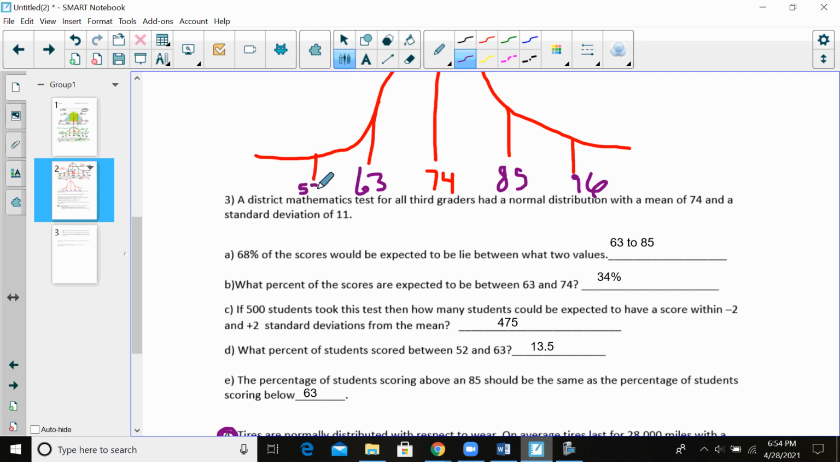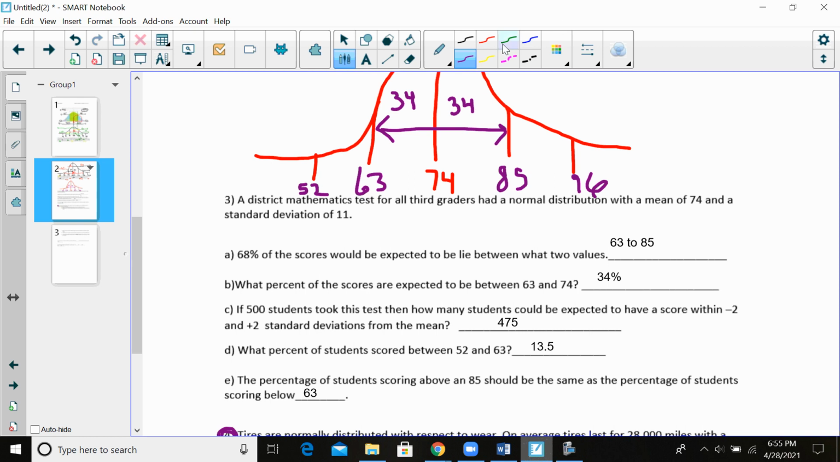Okay, so 68% of the scores, that's a pretty basic question, right? That should be within 1 standard deviation of the mean. What percent of the scores are expected to be just on this half between the 63 and the 74? Since the 68 is split exactly in half, there's 34 on either side.